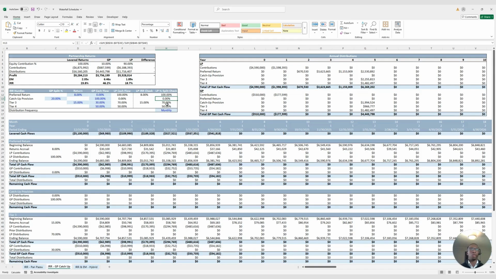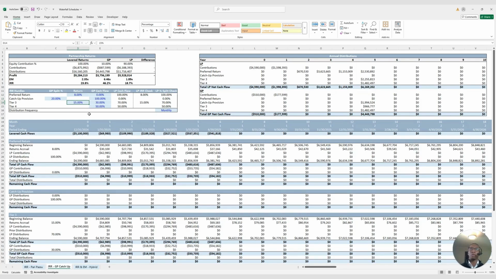And again, they will be receiving 100% of the cash flows. So here, the LP percentage split check is 0% because the GP is receiving 100% of the cash flows. And the LP IRR check, we don't have that here because there are no distributions made to the LP in this case.